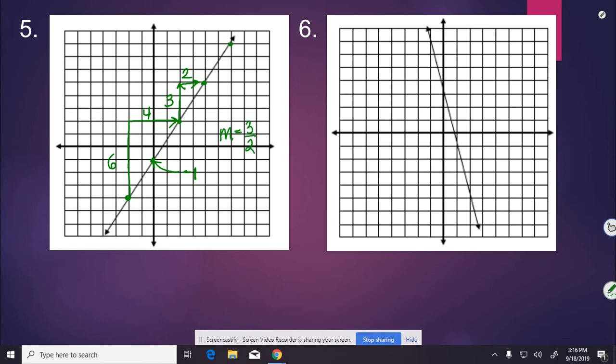But when we're talking about slope, we want to see it as a fraction. So if it's an improper fraction, that's okay. And our b is negative 1. Writing our equation, we have y equals 3/2 x minus 1.